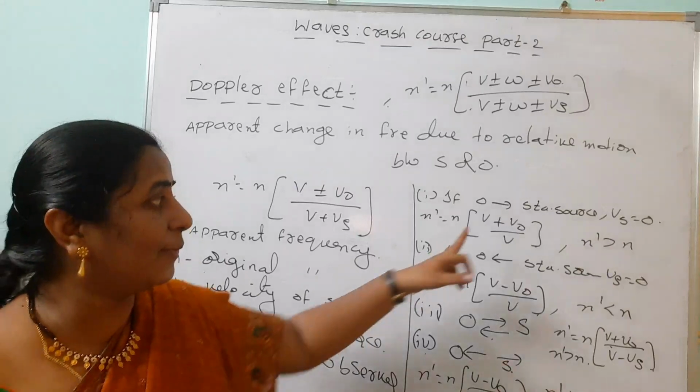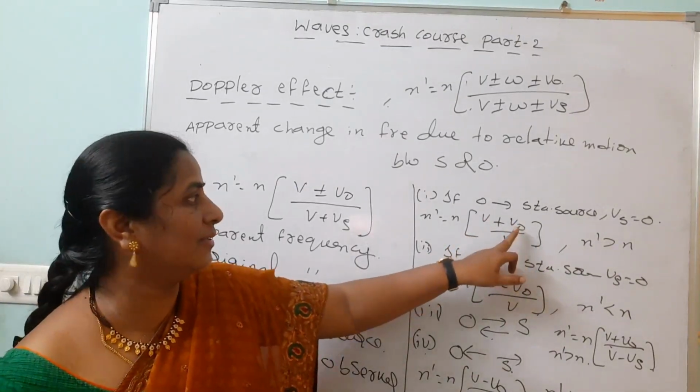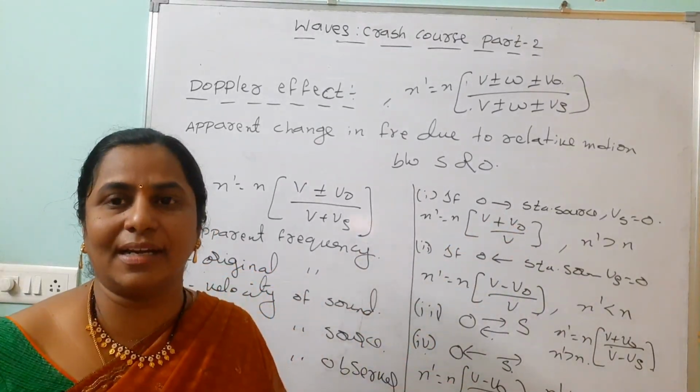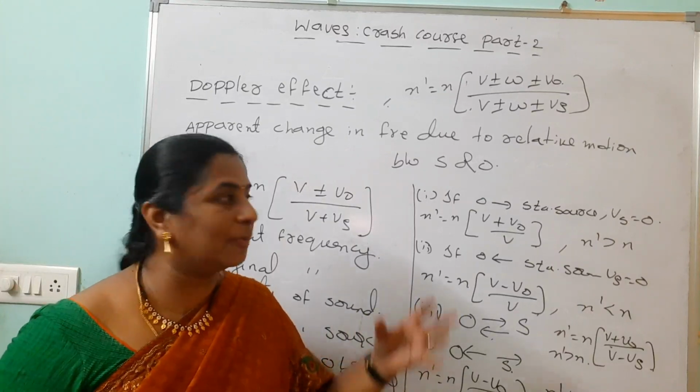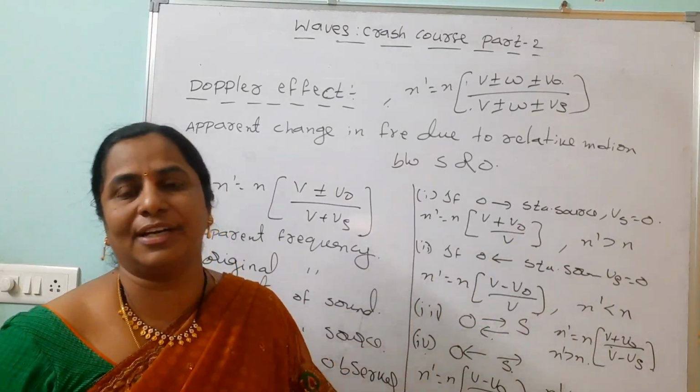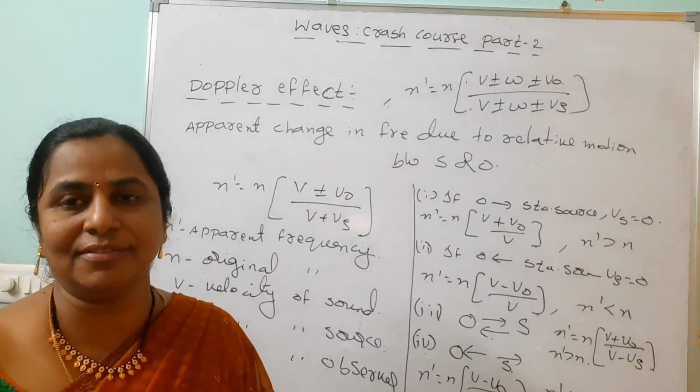And in some cases, the velocities V naught and Vs are perpendicular to this one, which means you can go through the parallelogram law of addition of vectors.